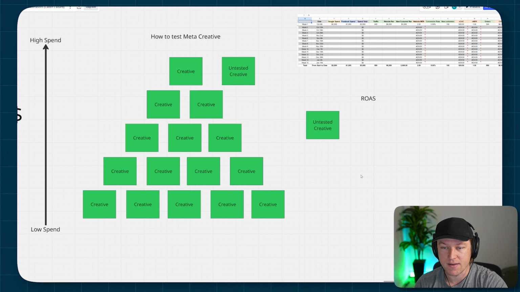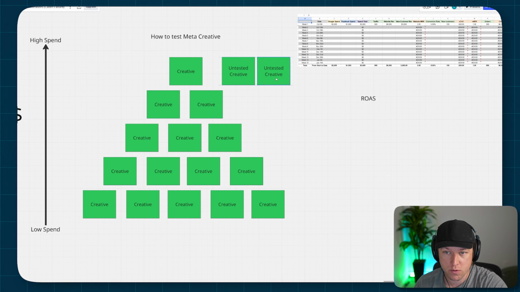Things that are face to camera, whitelisting. I mean, there are so many things I can go through on general different formats that you can try. Ugly ads, anything of that nature, and we want to throw that into the mix as well.